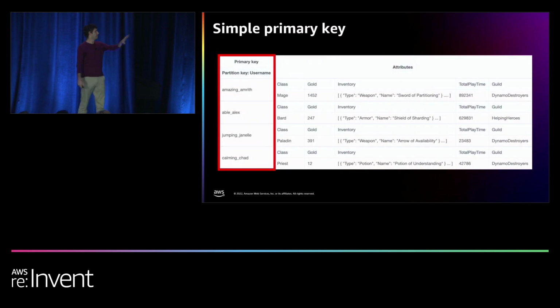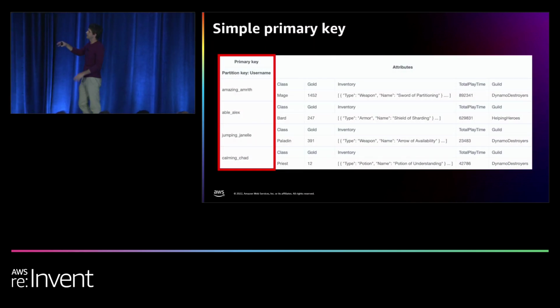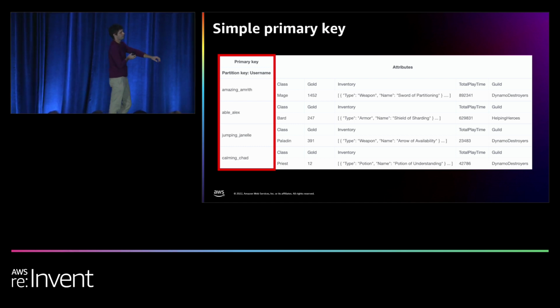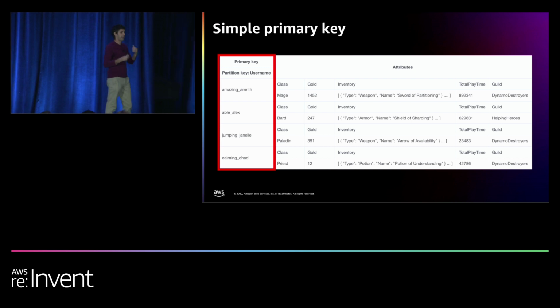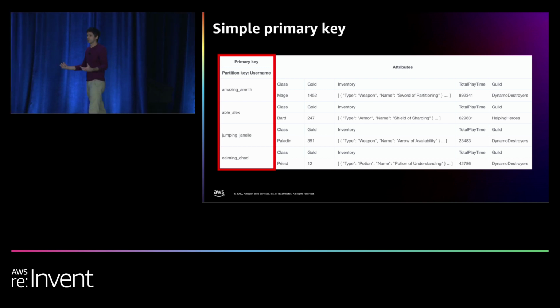And that user table we looked at before, that's an example of the simple primary key, right? It has just that single element, that partition key that's uniquely identifying every record in your table. This is going to be great for simple key value like access patterns. You're only operating on 1 record at a time. But if you have more complex access patterns, then you might want to use a composite primary key.